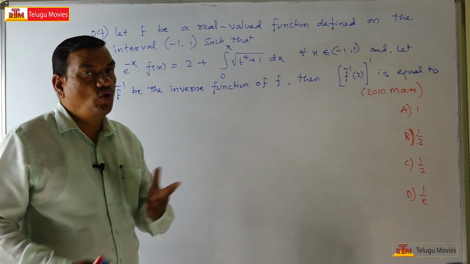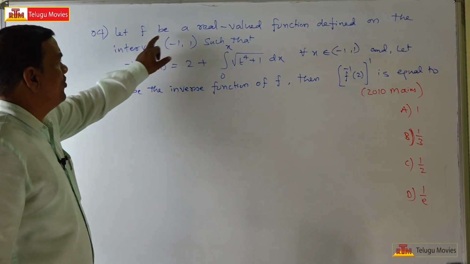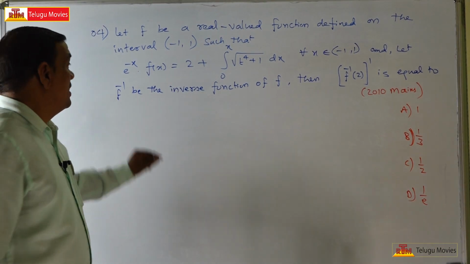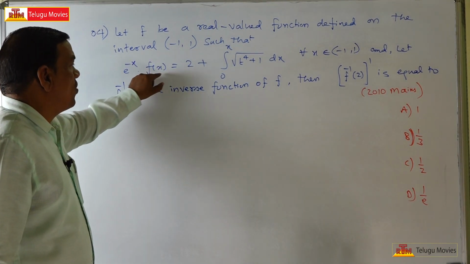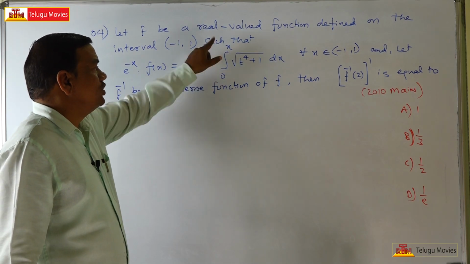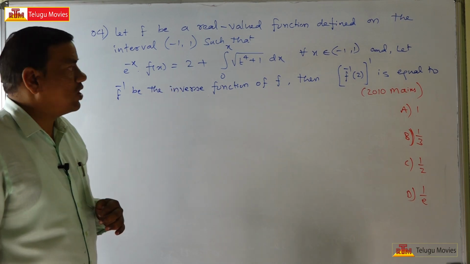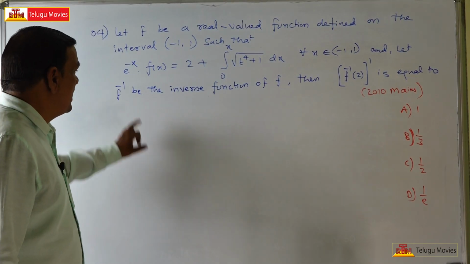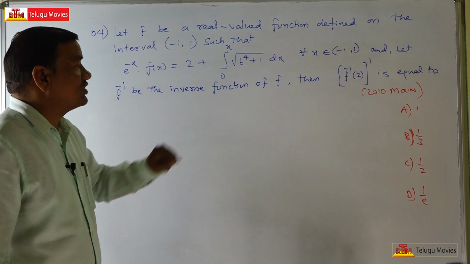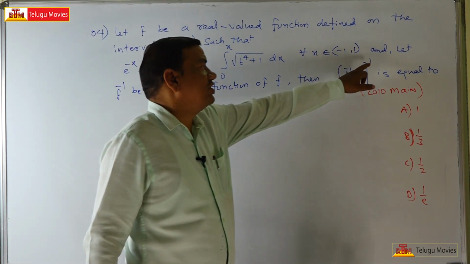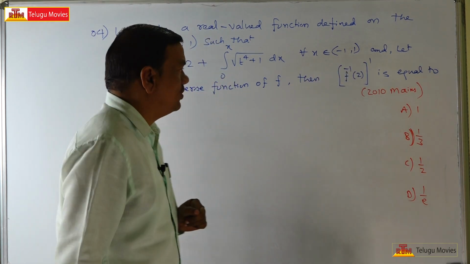Dear students, welcome to the fourth problem. Let f be a real valued function defined on the open interval minus 1 to 1 such that e power minus x times f of x is equal to 2 plus the integral from 0 to x of square root of t power 4 plus 1 dt, for all x belonging to minus 1 to 1. And let f inverse be the inverse function of f. Then the first derivative of f inverse at 2 is equal to.